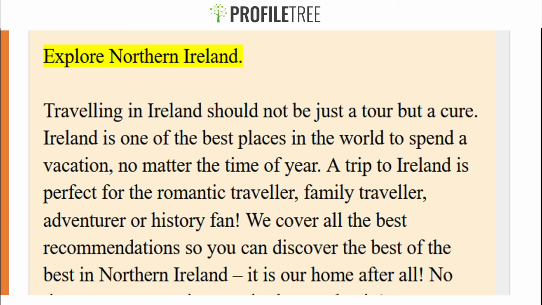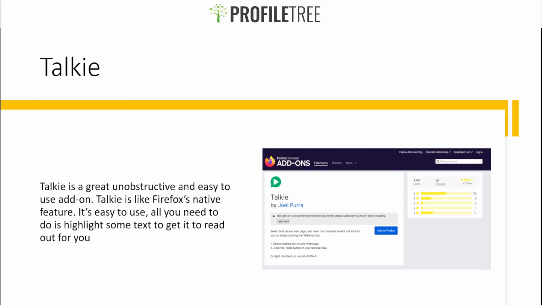So there's a couple of different options for using the Read Aloud extension. So now that we've covered this add-on, we'll go ahead and move on to our next one. Okay, so our next one here is called Talkie. Now, Talkie is a great, unobtrusive and easy to use add-on, and as well as that, it is pretty much just a native feature. So it's pretty much just something that was already there. It's easy to use, and all you need to do is highlight some text to get it to read out for you. So it just works the same way as Read Aloud.